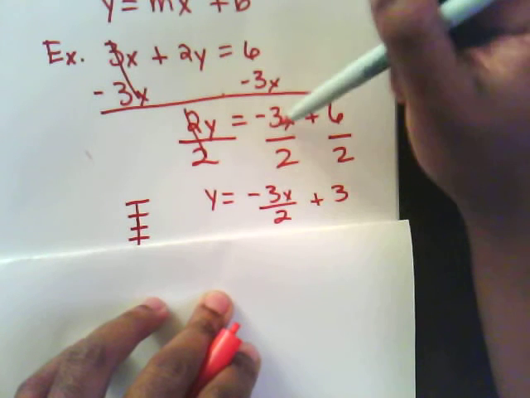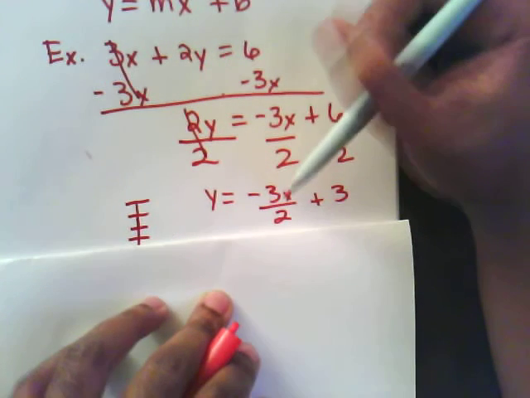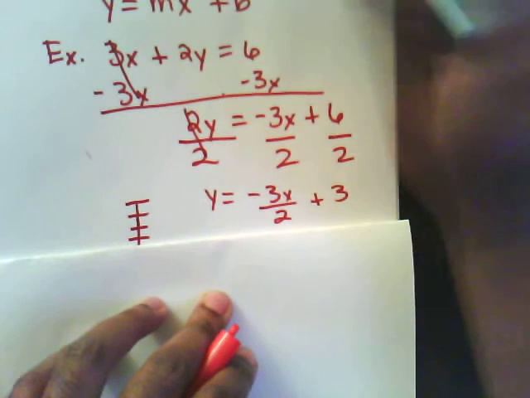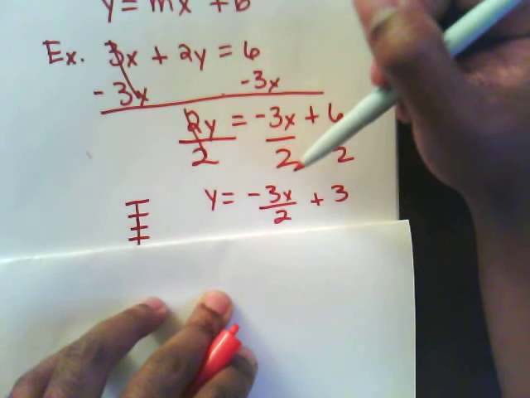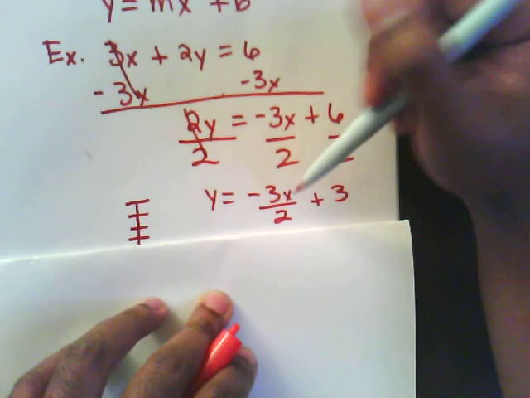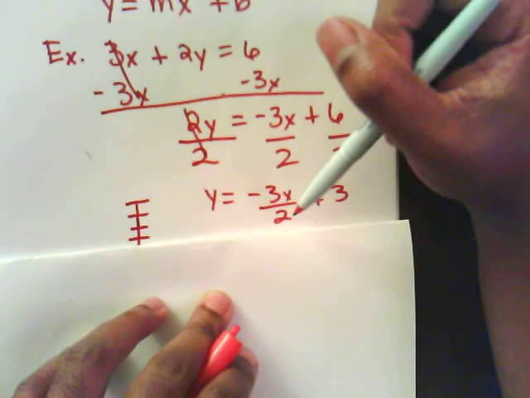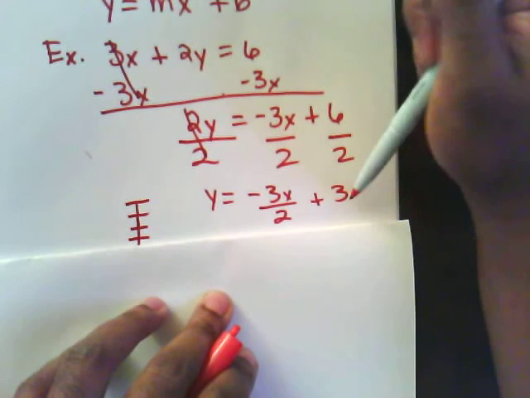We're going to leave this as an improper fraction. When you're dealing with slope, you don't turn it into a decimal. We leave it as is. Because students should already know slope means rise over run. The numerator is your rise, your denominator is your run. Again, this 3 is our y-intercept.